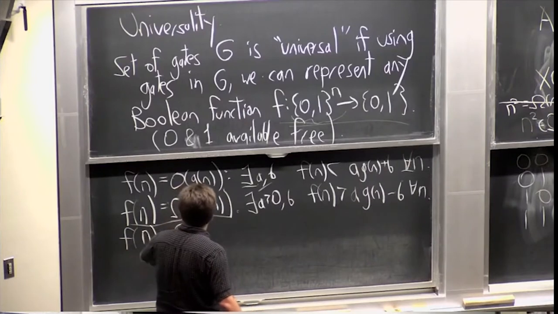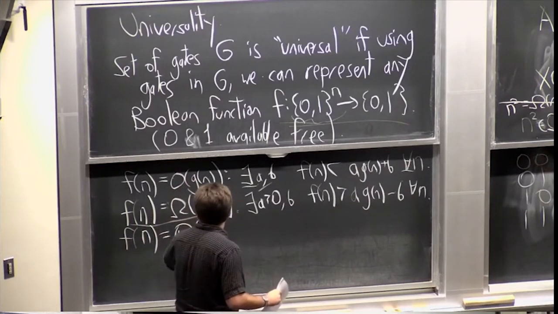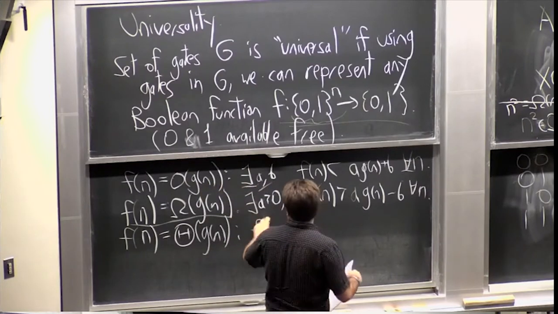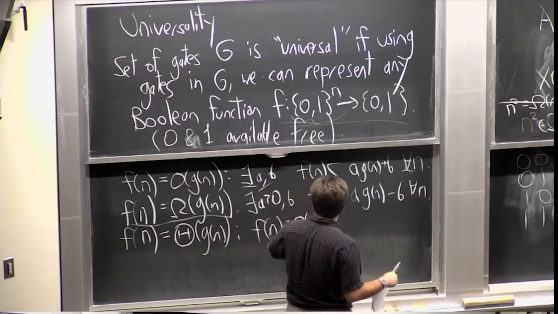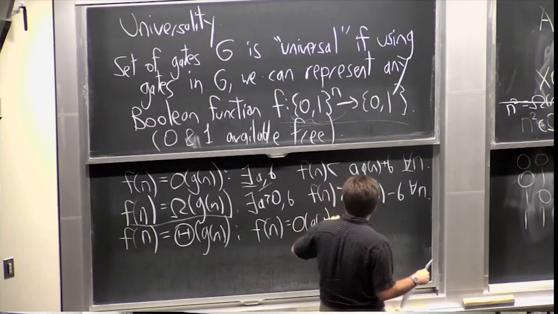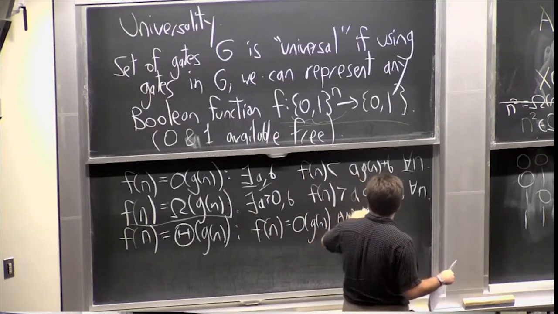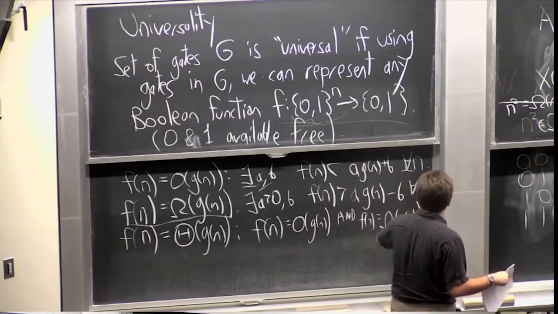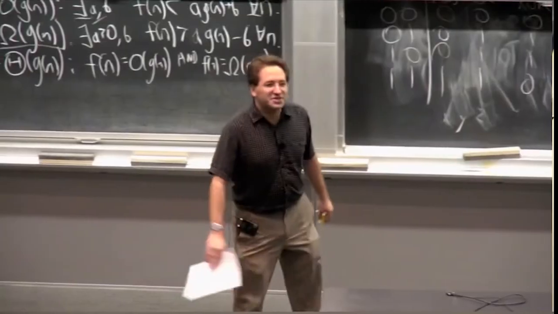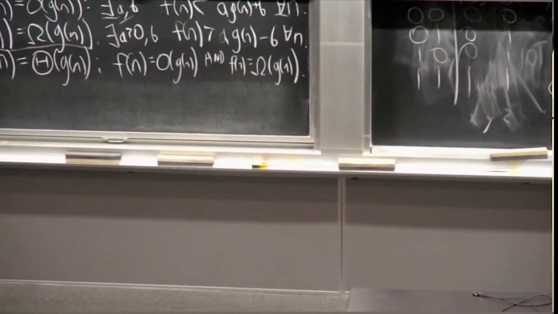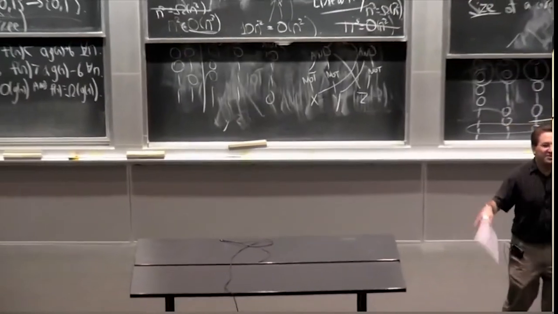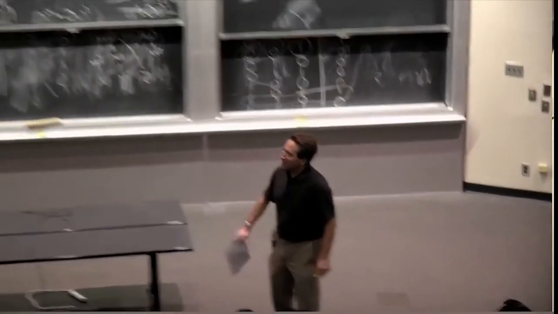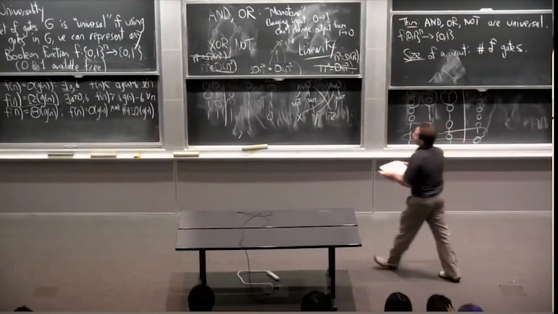Now we say that f of n is big theta of g of n if both of these things hold. F of n is big O of g of n and it's also big omega of g of n. This means that f and g grow asymptotically at the same rate. That means that you have really pinned down the rate at which f grows, if you can make a big theta statement like that.